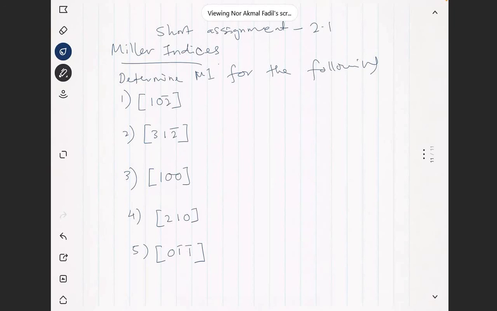So do this exercise and I will create the assignment that you need to submit at the e-learning. I will share the link for submission later. Okay, can?